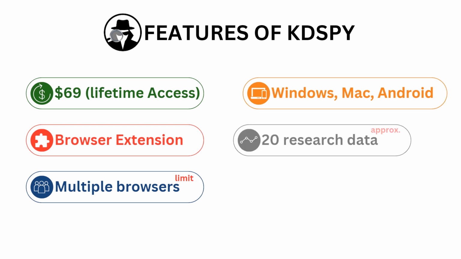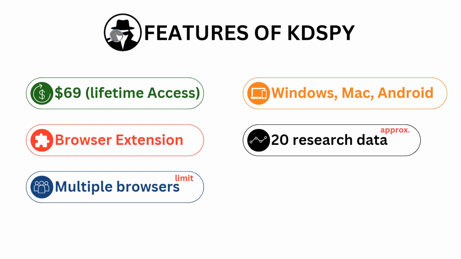Now, Kdspy has approximately 20 research data. We have what they call the word cloud. I love that so much. It gives you an insight into the kind of words that make up the best-selling books in a particular niche. We're talking about all of that as we proceed in this video. But that's 20 research data, and you have the power to use this data the way you want.